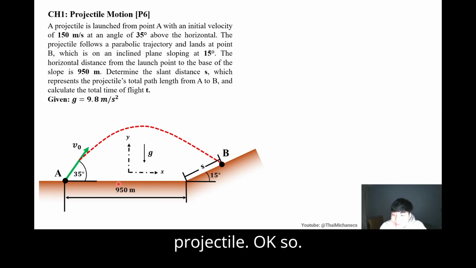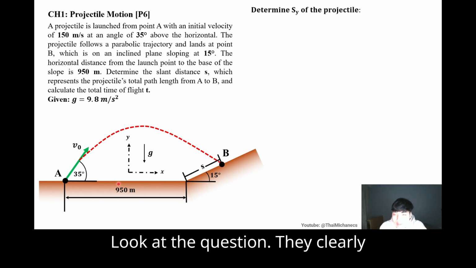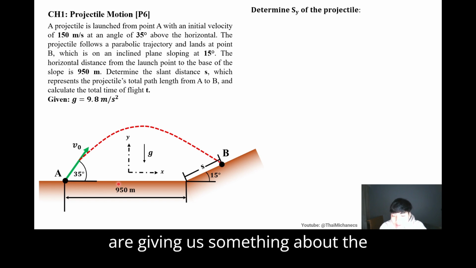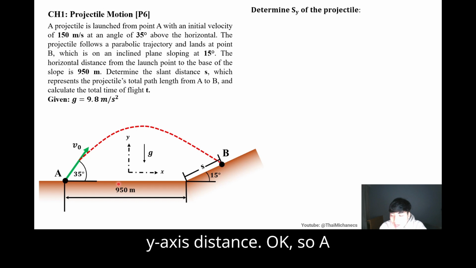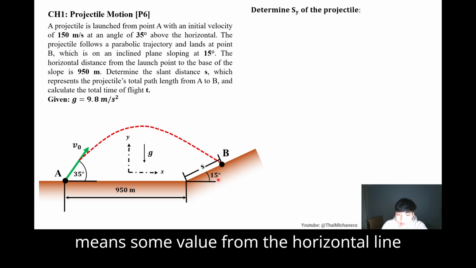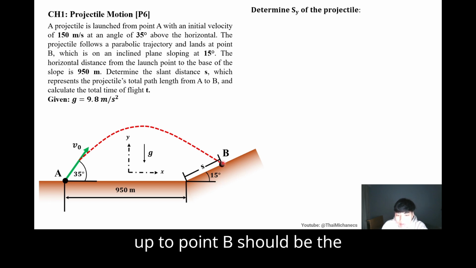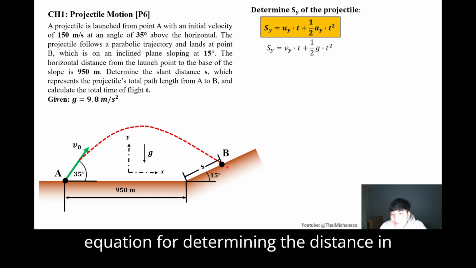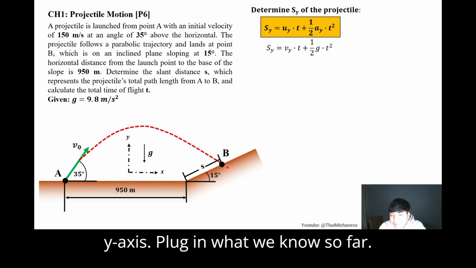Okay, so look at the question. They clearly are giving us something about the y-axis distance. A is here, B is here. So that means the value from the horizontal line up to point B should be the distance s times sine 15. So pull up the common equation for determining the distance in the y-axis.